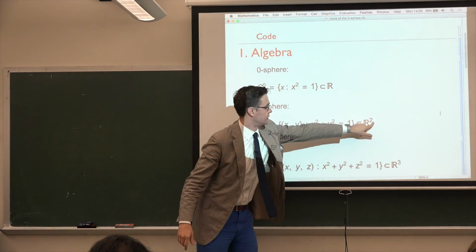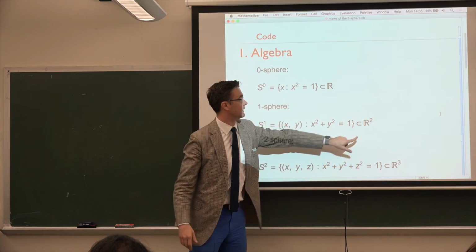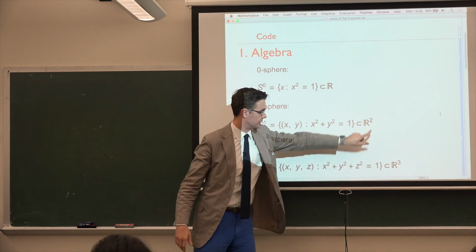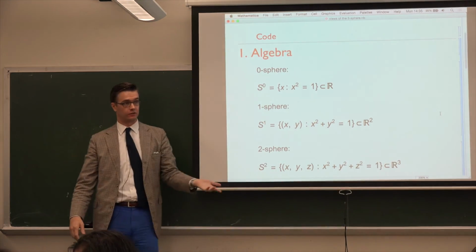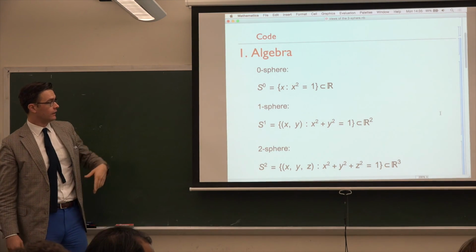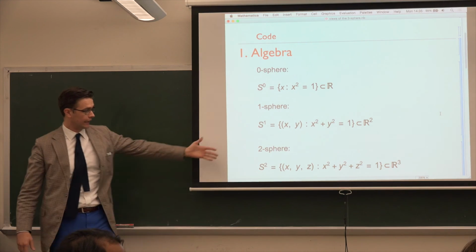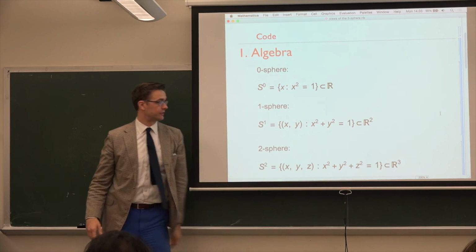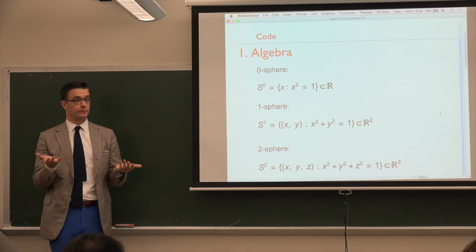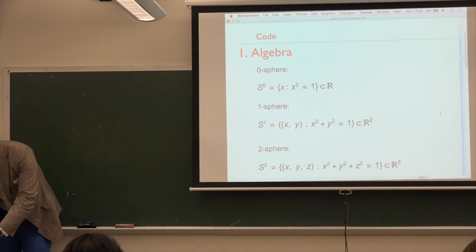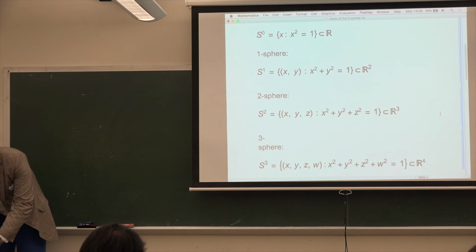The superscript on the R just means this is the line, this is the two-dimensional thing, which is the plane, this is three-dimensional space, and so on and so forth. Then the thing that we usually call the sphere is what I'm going to call the two-sphere, and it's the set of points in three-dimensional space that are at a distance 1 from the origin, right? So you can pretty easily guess where this is going to go.